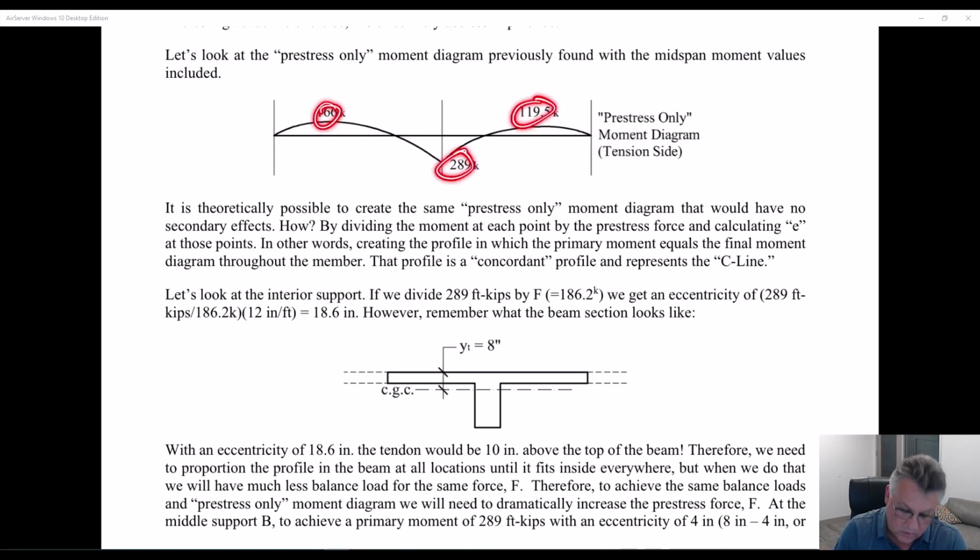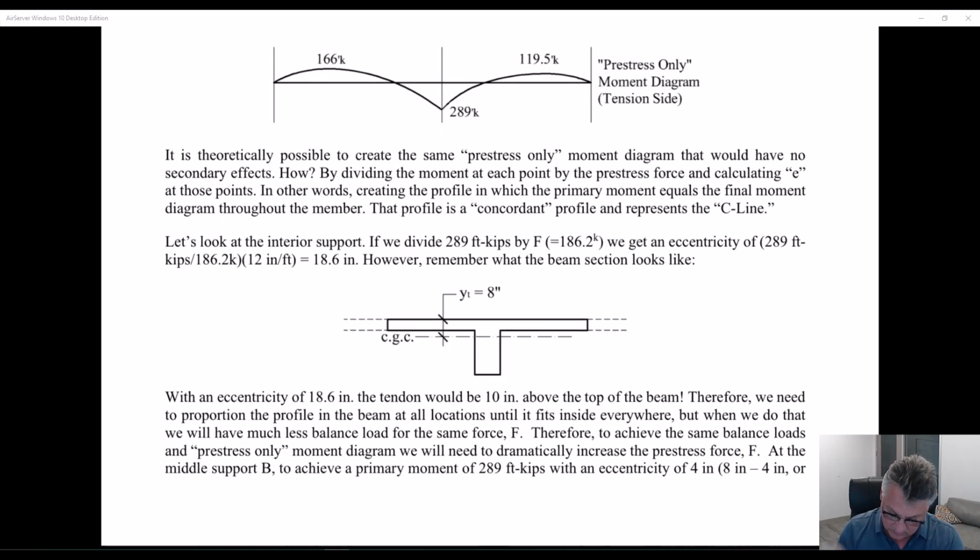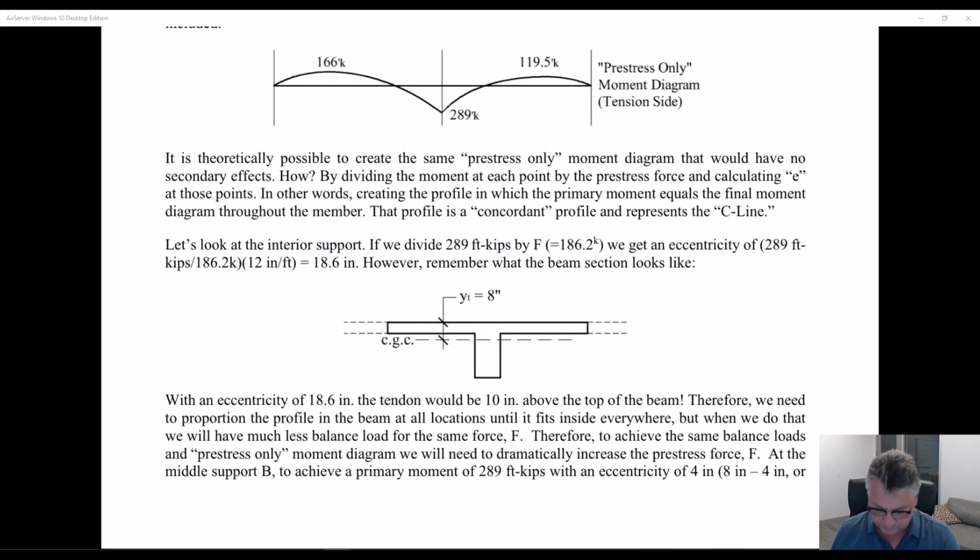So if that were the case, there would be no secondary moment diagram. The primary pre-stress moment diagram and the final moment diagram would be the same. Subtract the two, subtract the primary from the final, you'd get 0. So there wouldn't be secondary effects. So that's how the academic world proposed eliminating what they found to be scary, secondary effects. So how would we go about doing that? How would I test you on that?